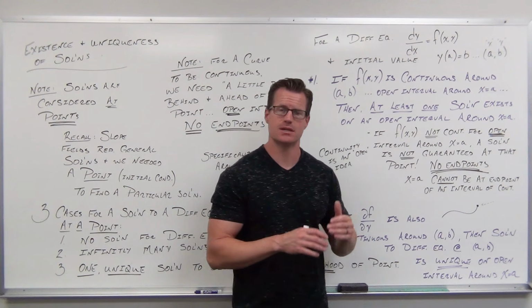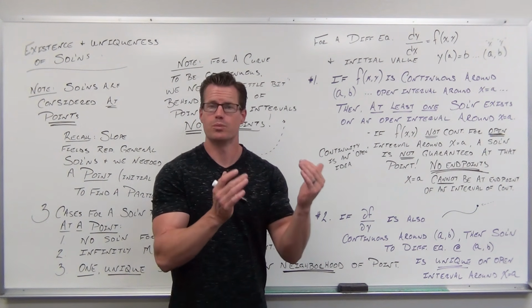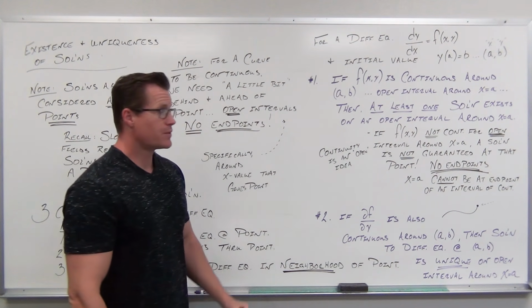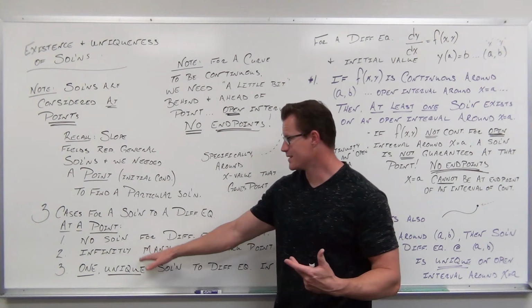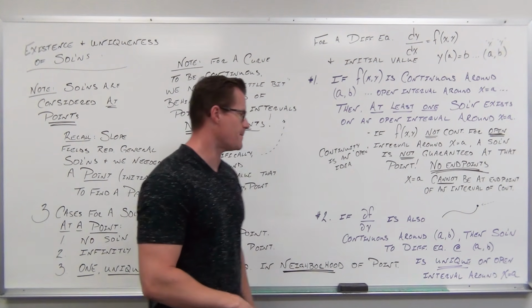We fail to be continuous. We fail to be continuous on an open interval at that point. The endpoint fails us. Can't have an endpoint. So that guarantees that we have at least one solution. Now that means that we're in one of these two cases, right? We're in one of those two cases if we've satisfied that.